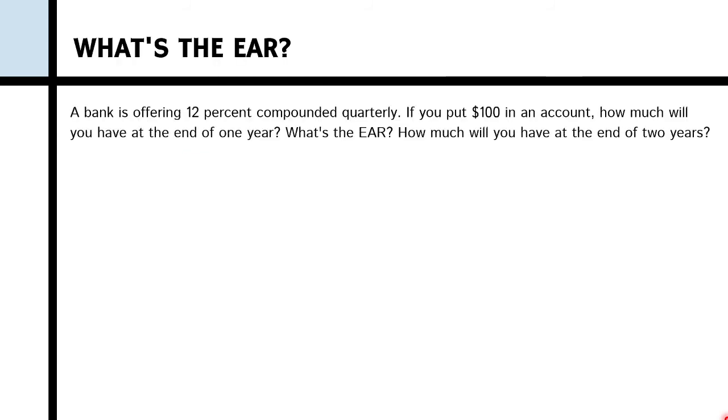What's the EAR? A bank is offering 12% compounded quarterly. If you put $100 in an account, how much will you have at the end of 1 year?